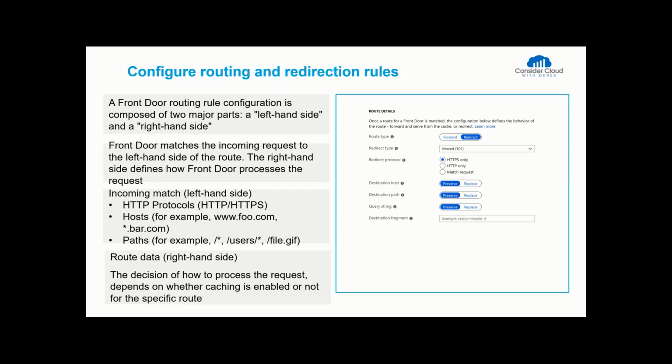So if there are no exact matches for the front end host, I do recommend you put some sort of catch-all, right? So the /star, ensuring that there will be something that catches a specific route, and make sure you're routing it to the appropriate destination.